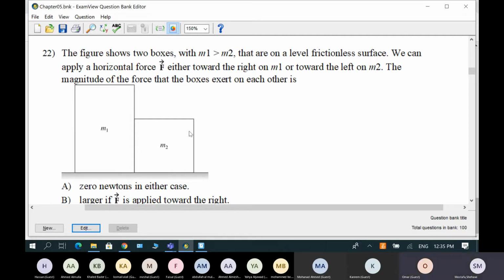M1 obviously is greater. No, Omar. M2 is greater because 70% of the force is used in moving M1. Only 30 Newton is left that will be exerted on M2 by M1. So only 30 Newton will be exerted here.